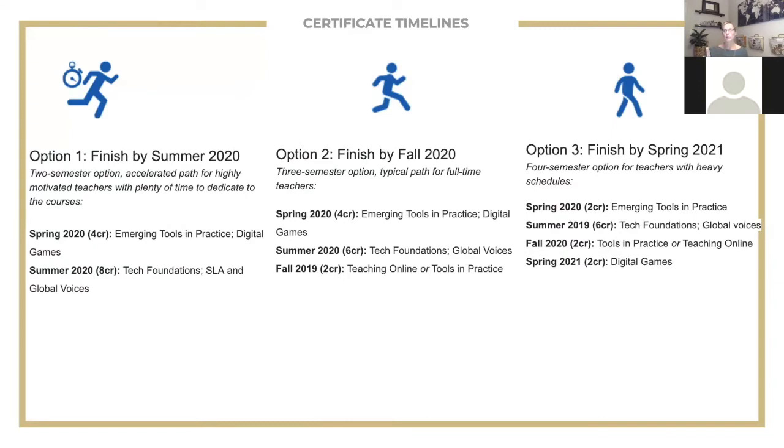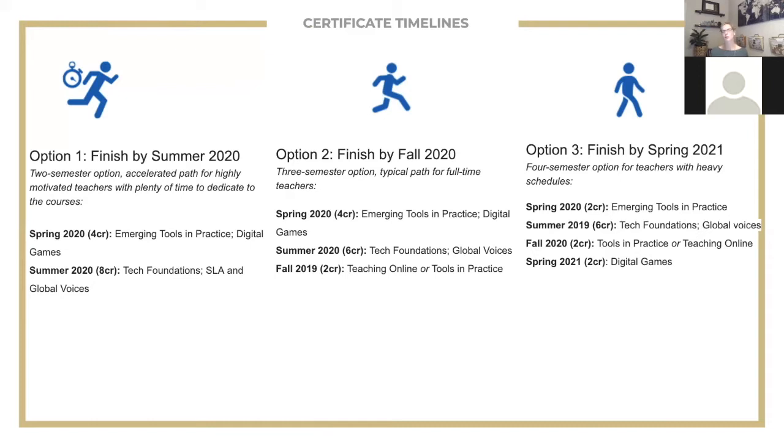And so I put together those little certificate timelines just to show you that there are many different ways you can go about completing the certificate program. If you're in a rush, you could finish by summer 2020. That would be intense. You would be taking a lot of courses, but it's possible. This is an option for teachers who have a lot of time and who would not be planning on having any kind of a summer other than studying for the certificate courses.